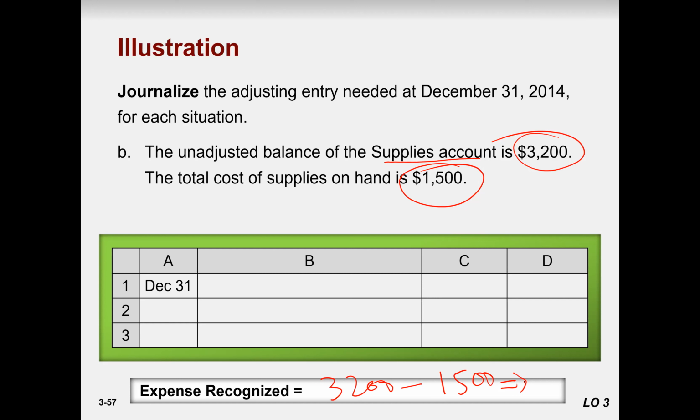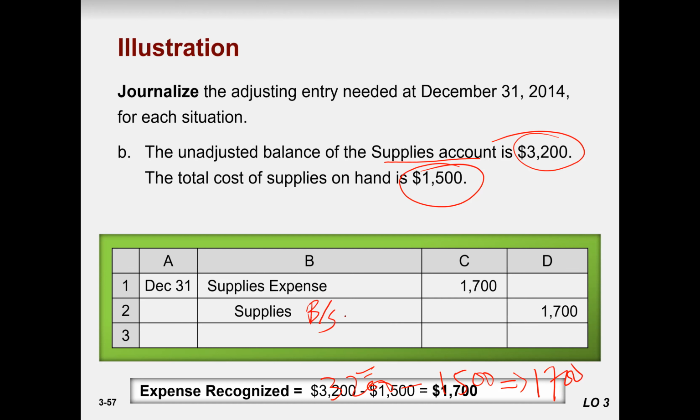Expense to supplies. Supplies expense to, not 35, okay, sorry. I just mismanaged. 3200 minus 1500 is 1700. I made a mistake here in calculations. Not 2000, it is 1700. Okay. Supplies expense to supplies. Supplies are assets. Asset decrease, credit. Supplies expense increase, debit.